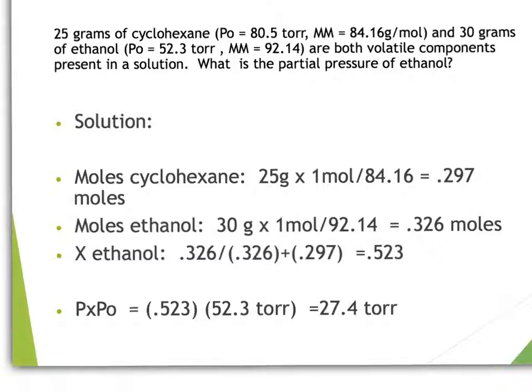Now, to get the partial pressure of ethanol, we will take the moles of ethanol and divide it by the moles of ethanol plus the moles of cyclohexane, and we get 0.523. Now that we have the 0.523, we're going to multiply it times our partial pressure that was set up in our equation, and we get an answer of 27.4 torr.